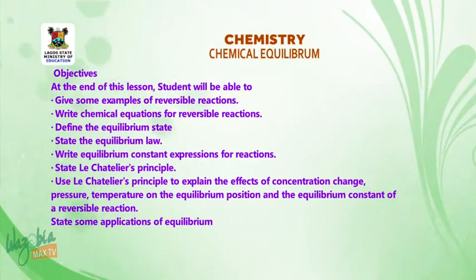Objective: at the end of this lesson, the students will be able to give some examples of reversible reactions, write chemical equations for reversible reactions, define the equilibrium state, state the equilibrium law, write equilibrium constant expressions for reactions, state Le Chatelier's principle, and use Le Chatelier's principle to explain the effects of concentration change, pressure, and temperature on the equilibrium position and the equilibrium constants of a reversible reaction. State some applications of equilibrium.